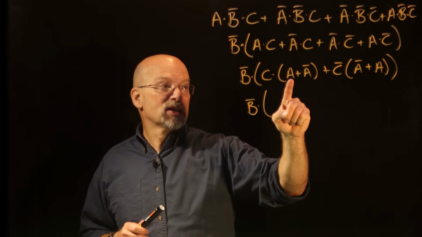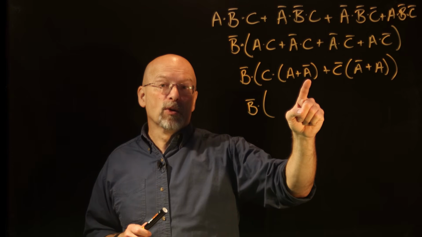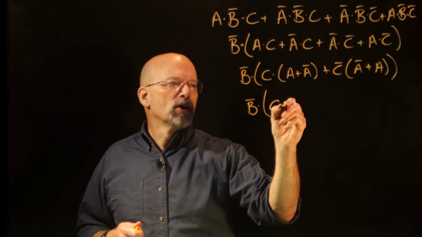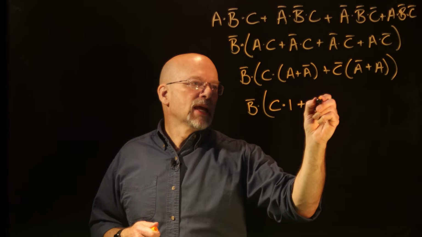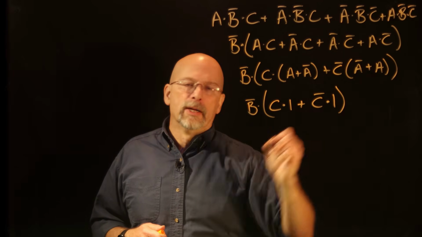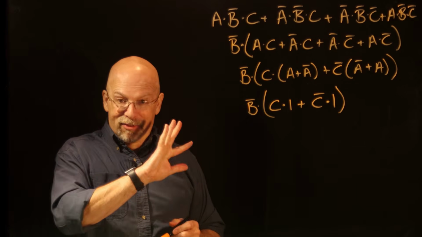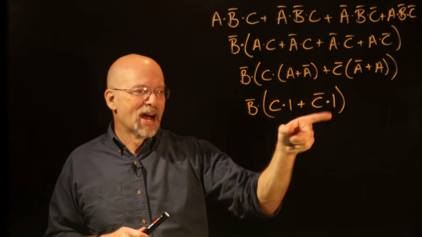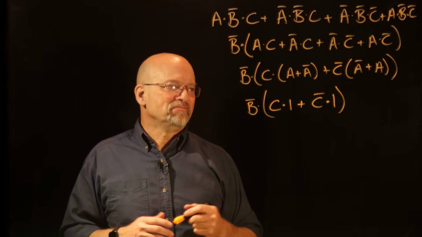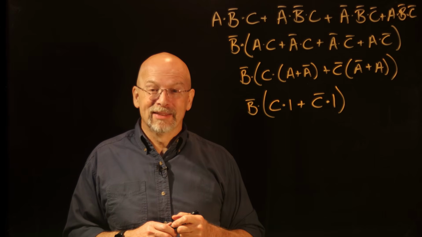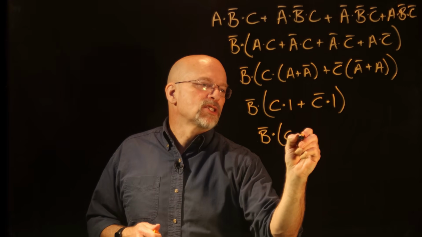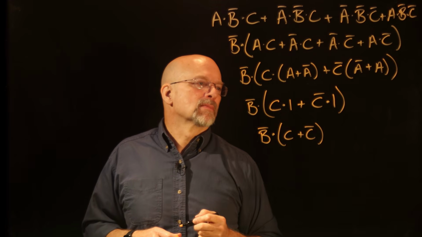What I'm going to do instead is see, I've got something being ORed with its inverse. What happens when you OR something with its inverse? You get 1. Again, here I have something ORed with its inverse. I get 1, all right? Now I have a glaring red flag, right? There's a constant that has showed up here. This constant, well, anything ANDed with 1, always itself. So this becomes B bar ANDed with C or C bar.